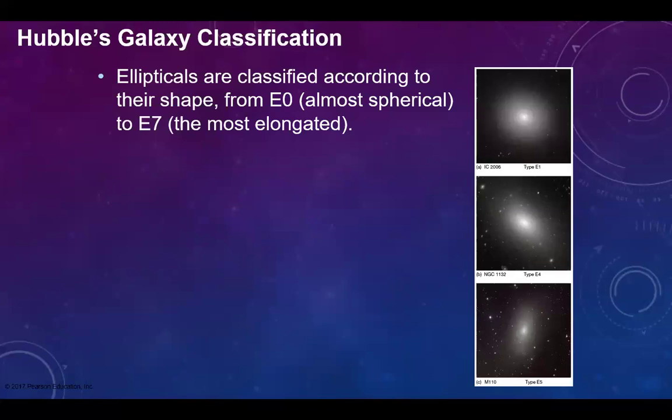So here are some examples. Here's an E1 galaxy. It's almost spherical. E4, it's more stretched out. E5, it's a little more stretched out. E7 is the most stretched out.